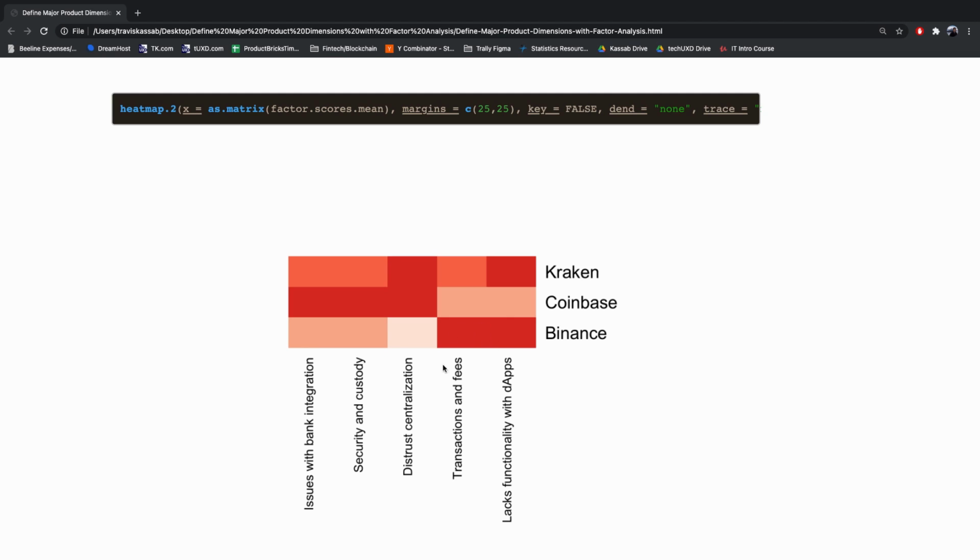So we can see that Binance does poorly with transaction fees and lacks functionality with dApps. Coinbase does slightly better than both Binance and Kraken on those two problem areas. However, Coinbase is hit the hardest here on bank integration, security and custody, and distrust of centralization. Kraken kind of does poorly across the board. It has a relatively high red hue all across the 5 problem areas.